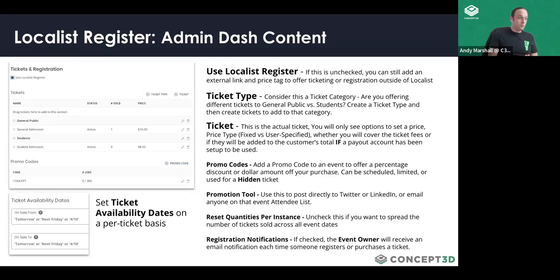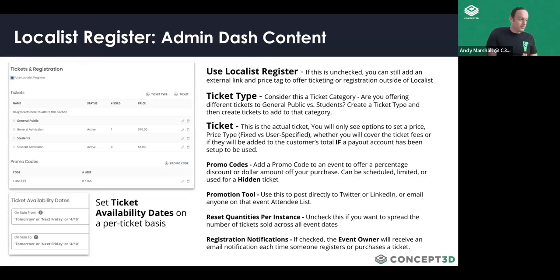If it is unchecked, we'll see a simple 4-field menu to add an external link to tickets or registration and an optional price that can appear on the event card. This would mean that you're using a different registration site entirely in conjunction with your Localist event.